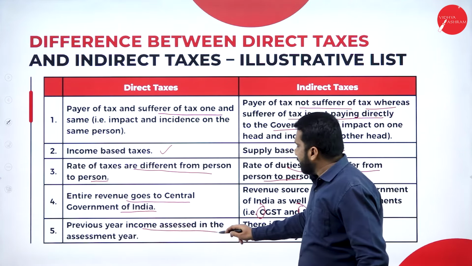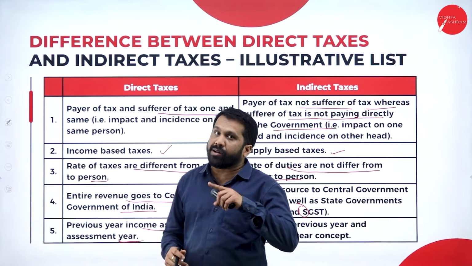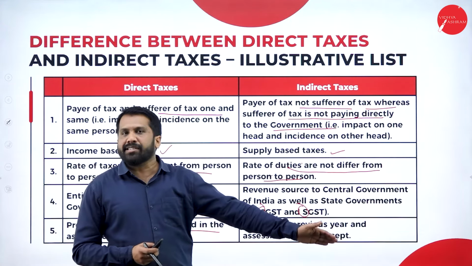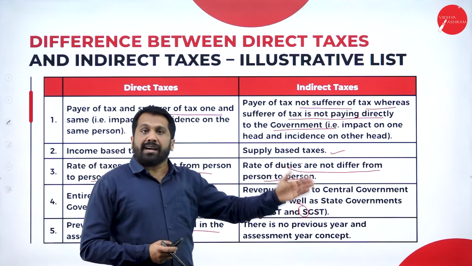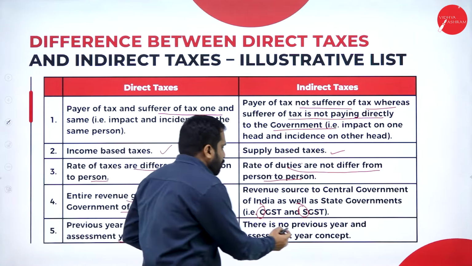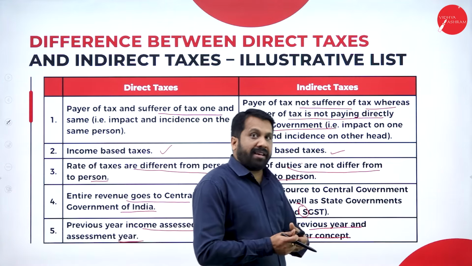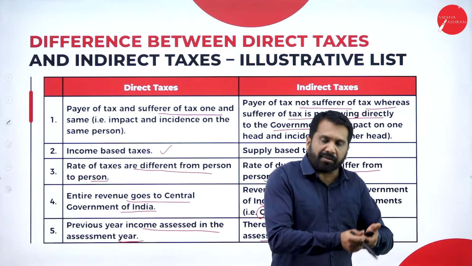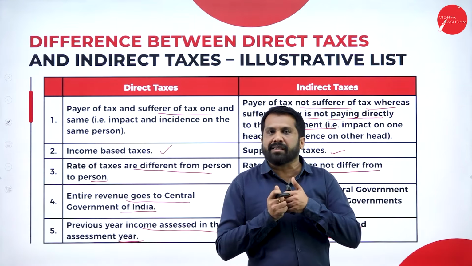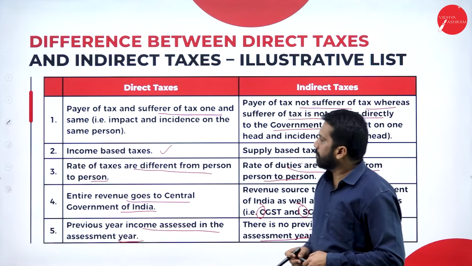Previous year income is assessed in the assessment year. Usually the direct tax is calculated on last year. That is the reason we call it financial year, assessment year, current year, assessment year. But in this there is no previous year and assessment year concept. Like now you are buying a car, on that moment only you have to pay the tax. Now you are buying a mobile, that moment only you have to pay the tax. So on the same day, same year.